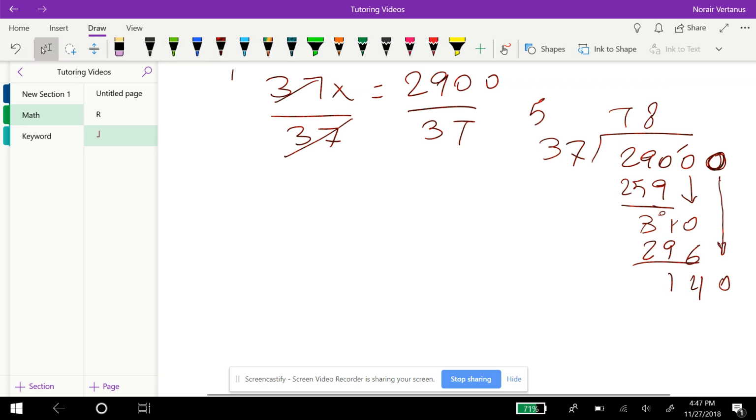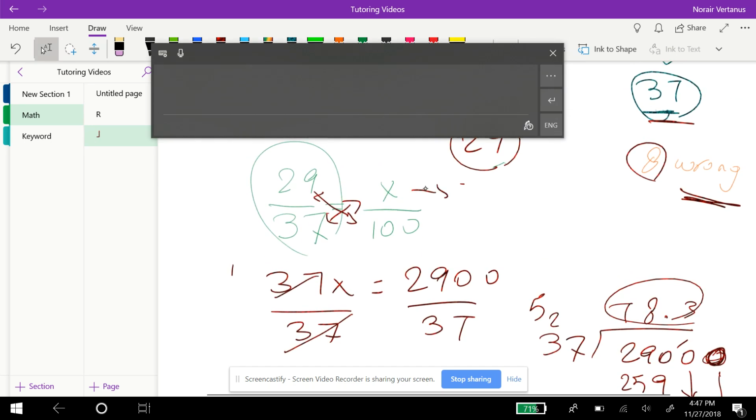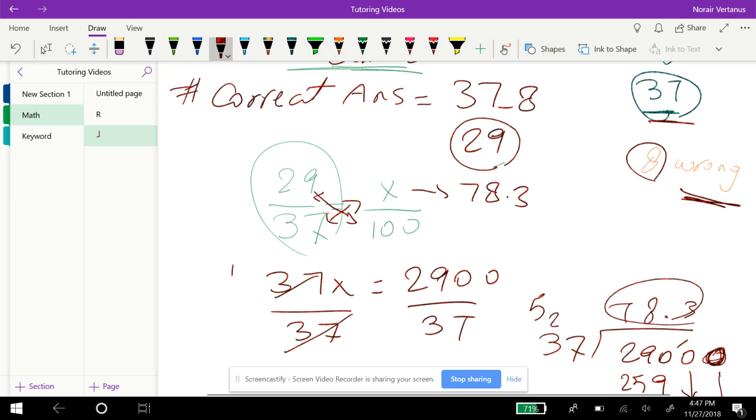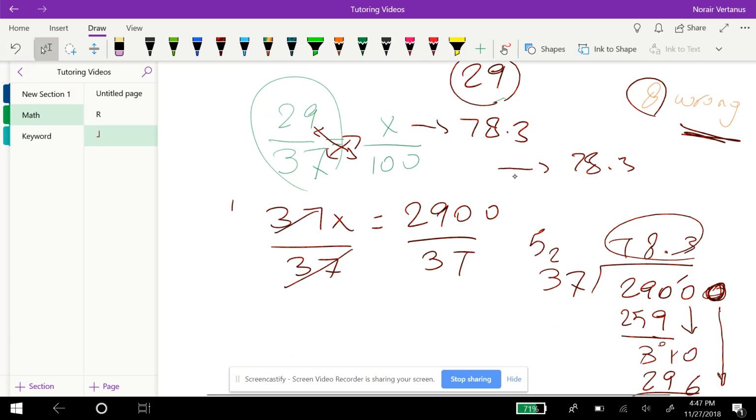How many 37s are in 40? As soon as you get this golden 0, borrow the first 0, put that small point. How many 37s are in 40? If that was 35, it would have been 4, but that's 3. 3 times 7 is 21. 3 times 3 is 9, and 2, 11. So that's like 110, and then 29. So see, you can continue this. So 37 goes into 2900 about 78.3, so x is 78.3, which is therefore 78.3%. Got it?